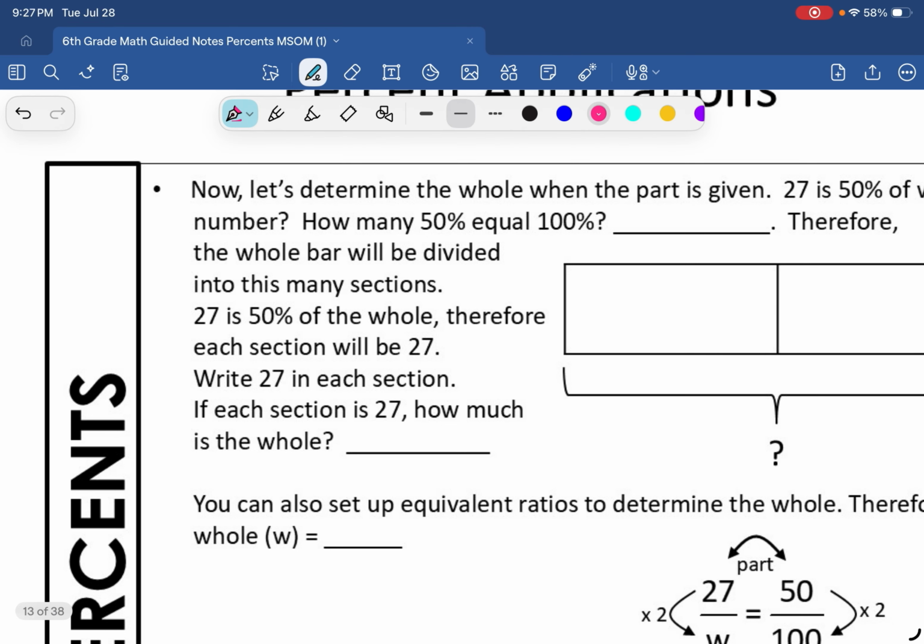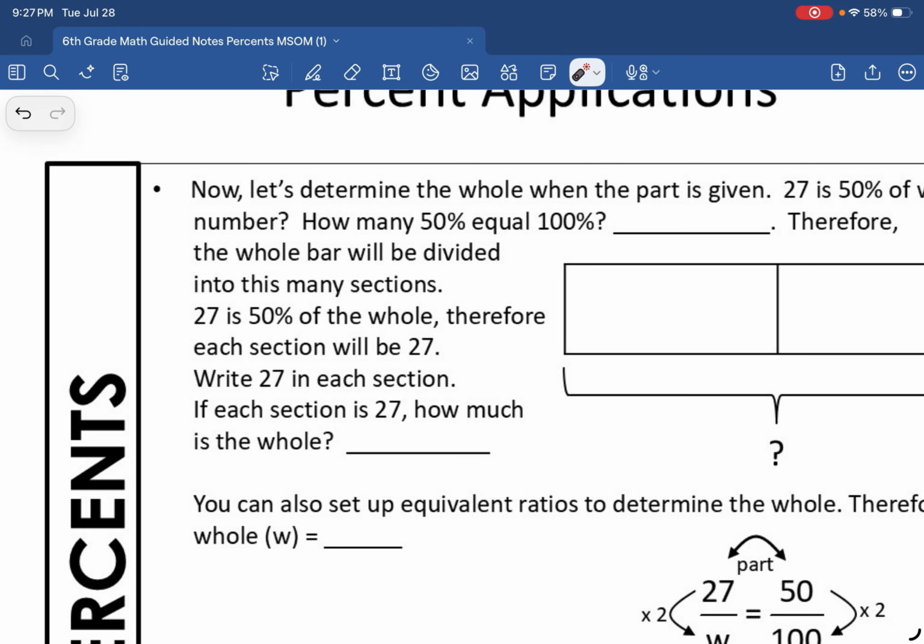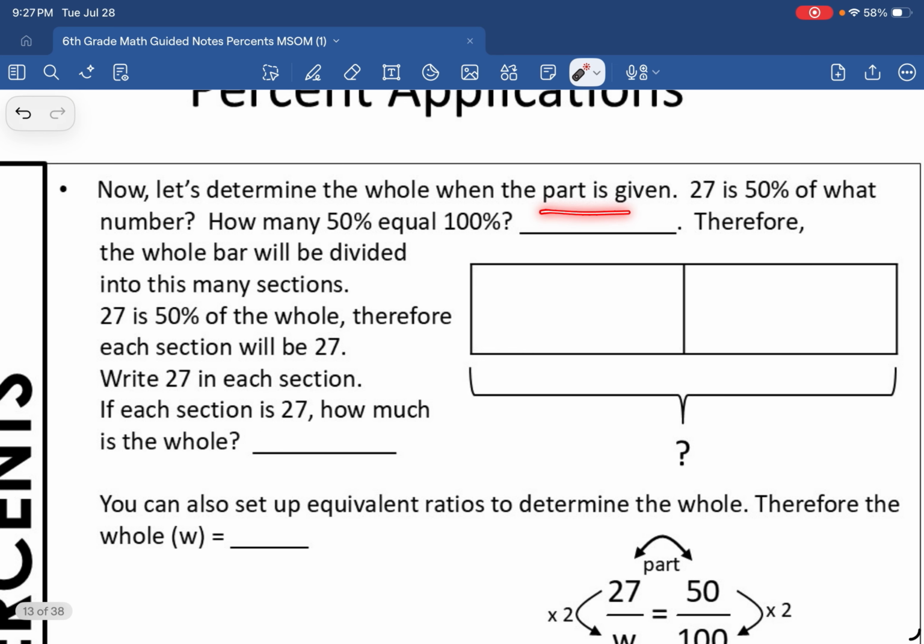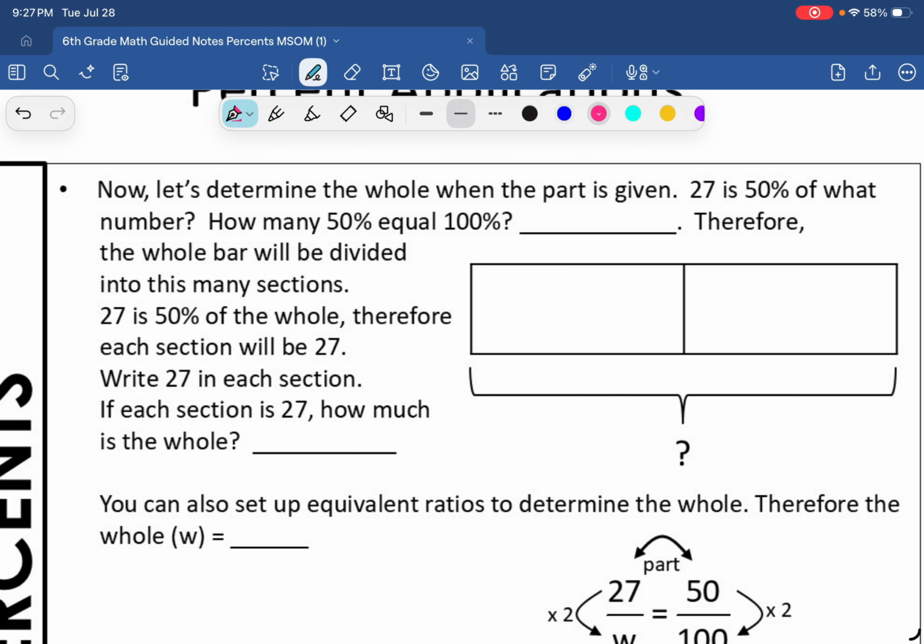Let's look at parts as percents. Let's determine the whole when the part is given. 27 is 50% of what number? We're going to start using bar models, and we will also solve it using equivalent ratios.